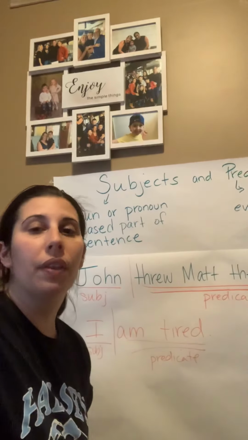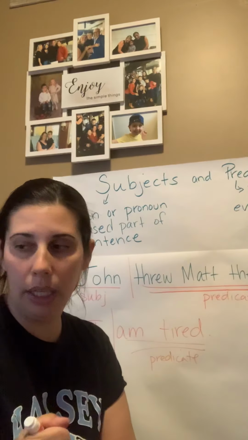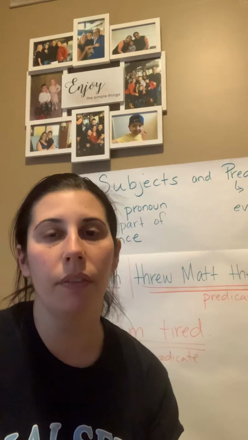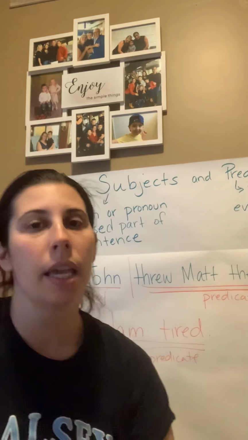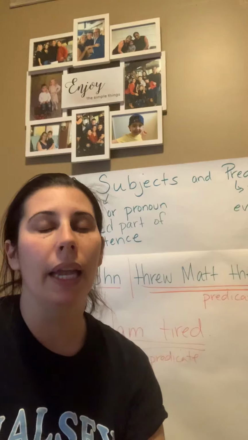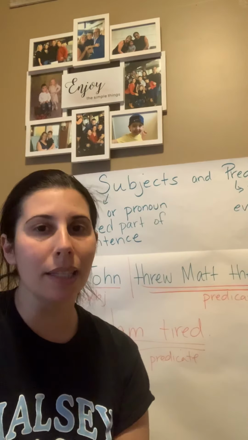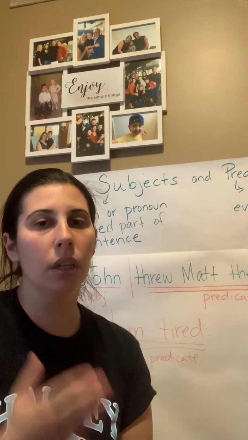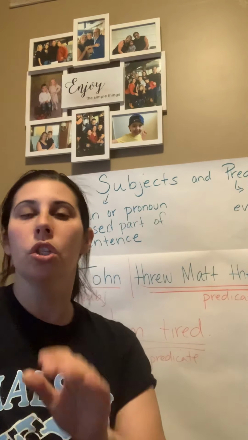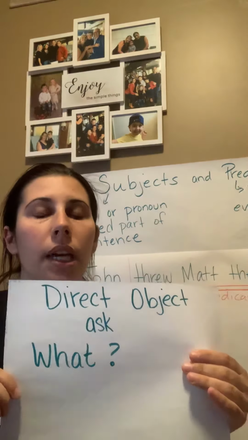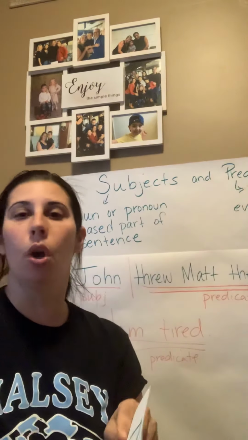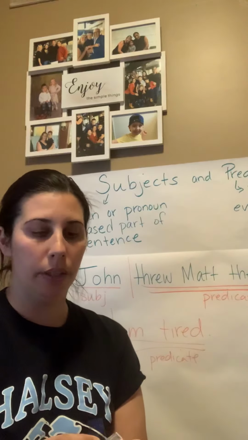Okay, so now the second part of the mini lesson is how to identify direct and indirect objects. With that, it's really important that you ask specific questions, and if you get the answer to that question, you know what your direct object is. So when you are looking for a direct object, you're going to ask yourself, what? What is being done?